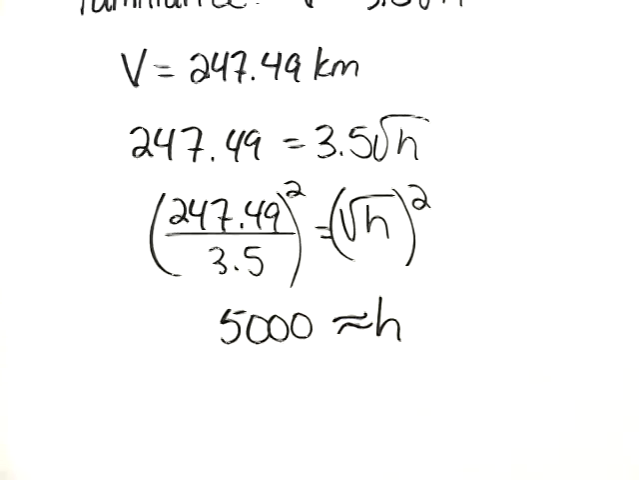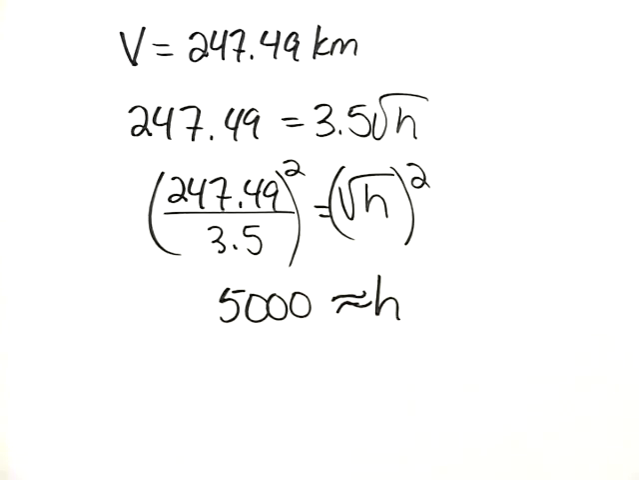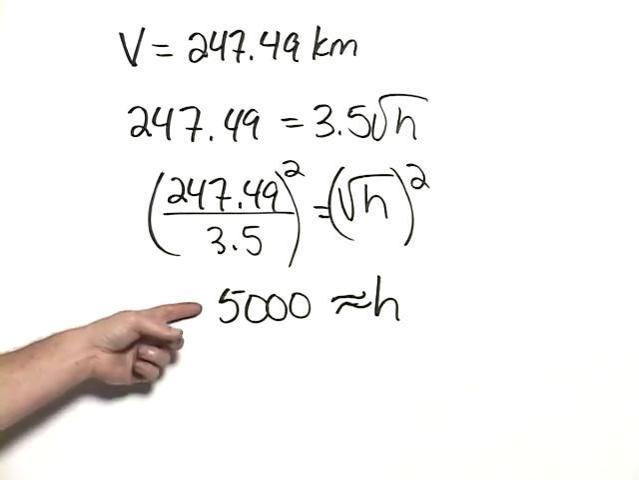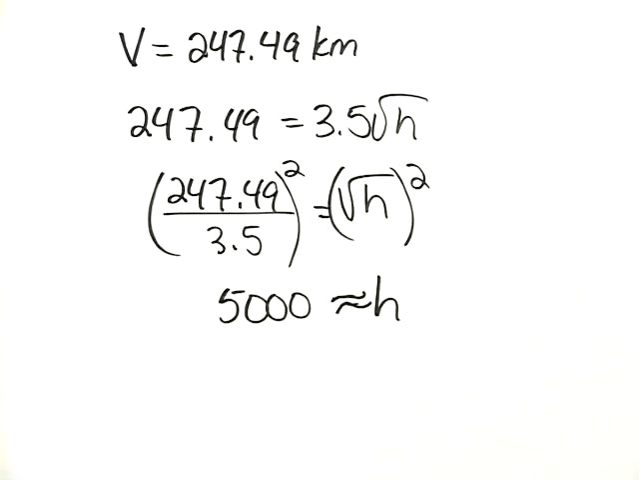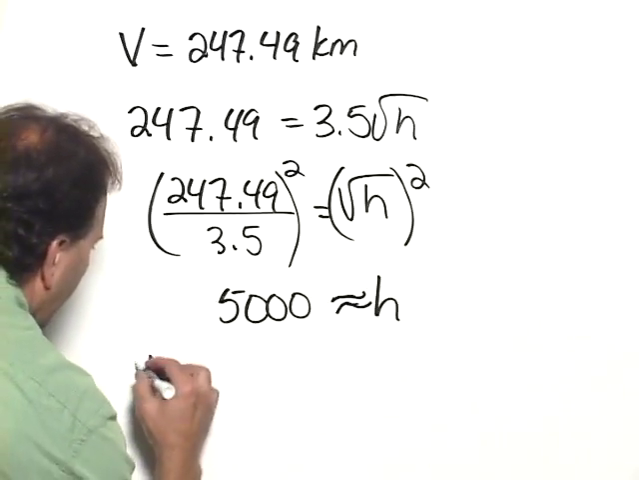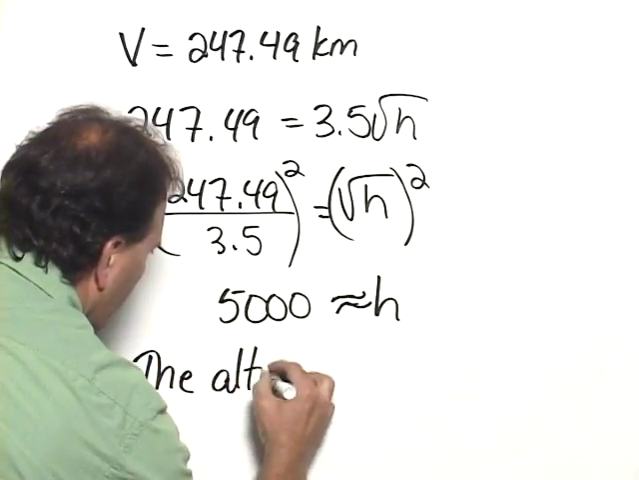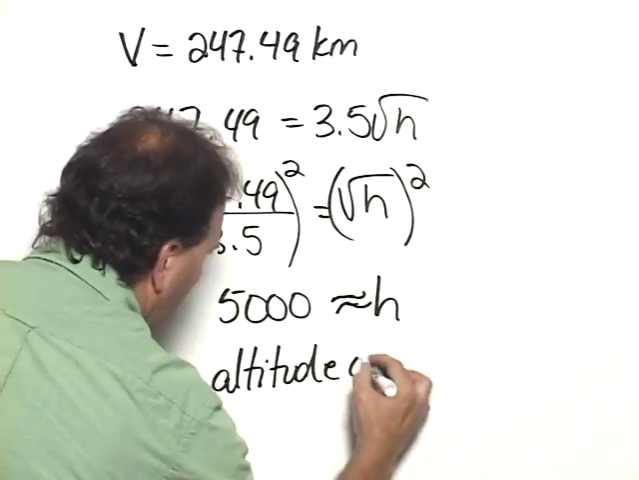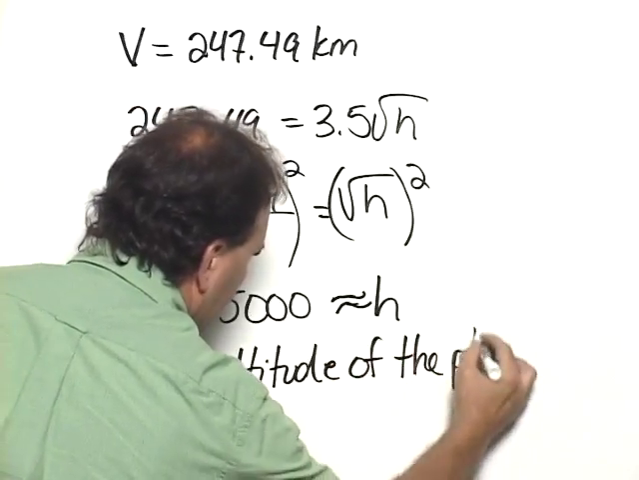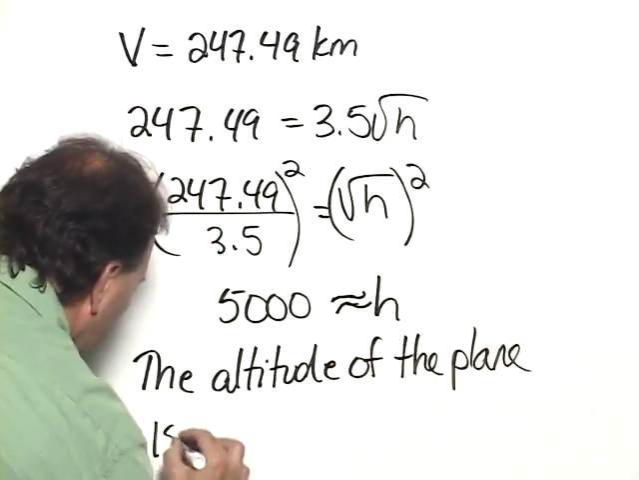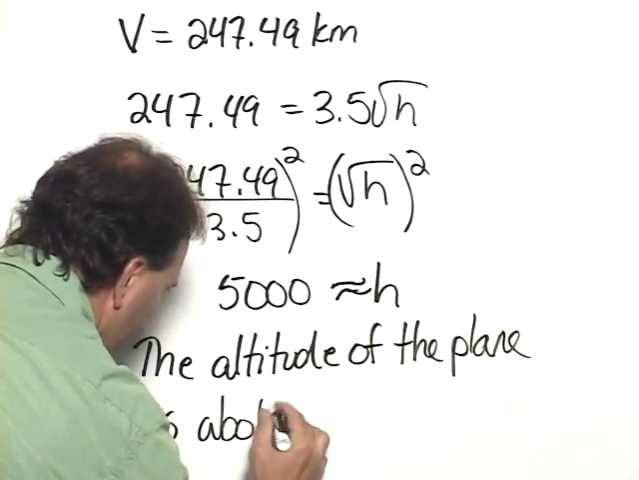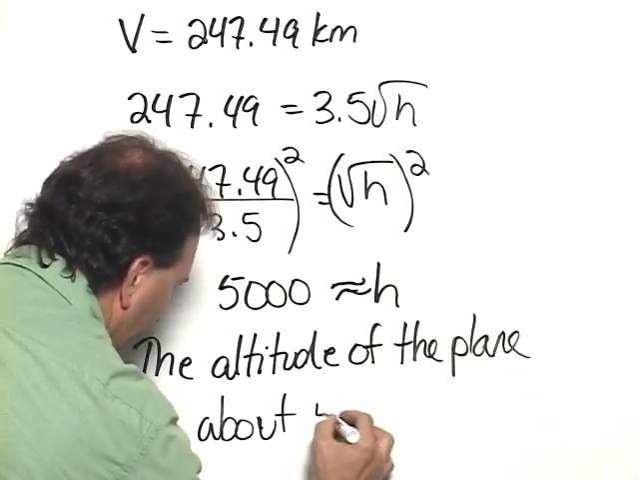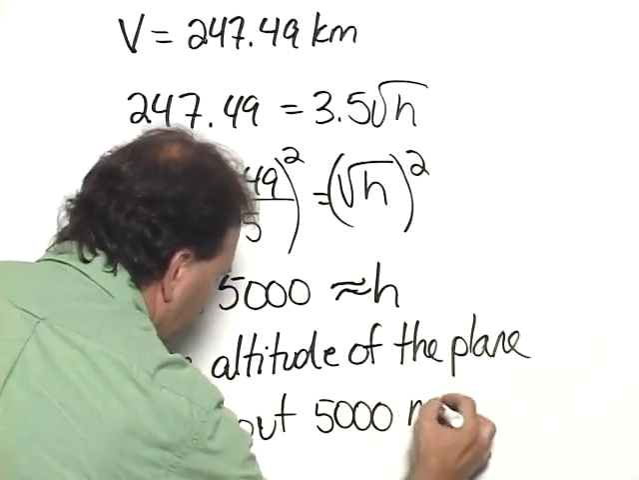The next step would be to check, and really the only check would be to do the calculations again. I've done that, and 5,000 is correct. So now let's state the answer. The altitude of the plane is about 5,000 meters.